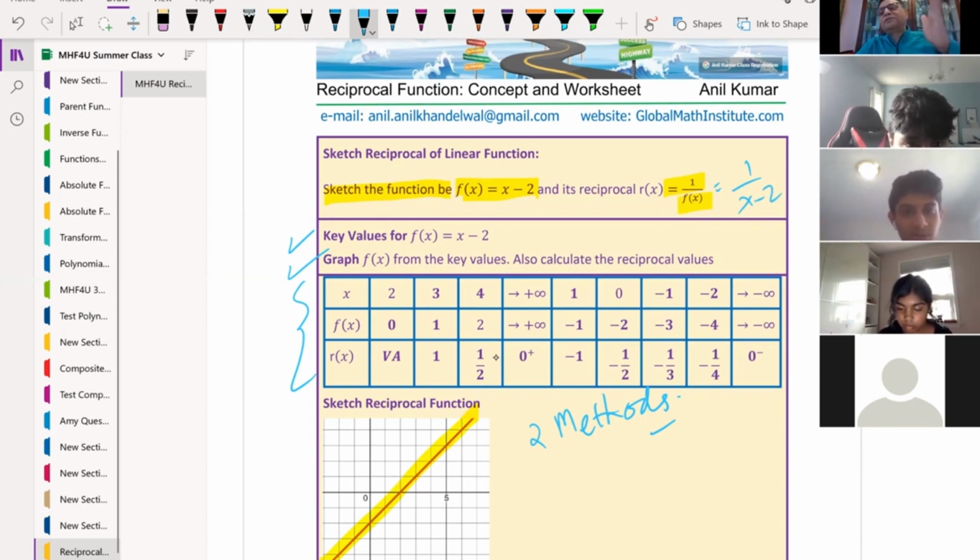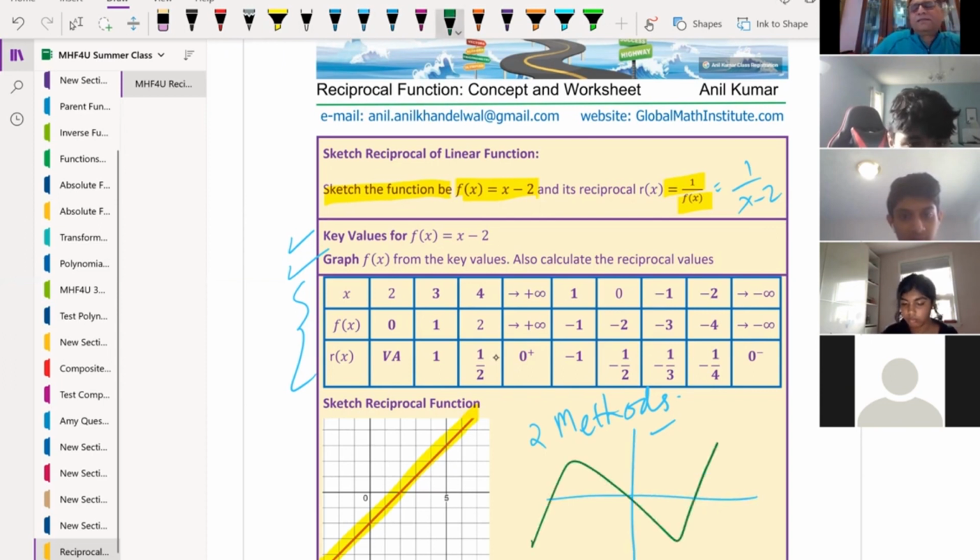We have already seen parent function transformation. That job is over, correct? Right. We're trying to understand techniques of sketching a reciprocal function, which could be anything. So let's say this is my function. I'm just drawing something. Now we don't have any function equation to work with. How do I sketch the reciprocal of this function? Tell me. Now, to sketch it, what will I do?